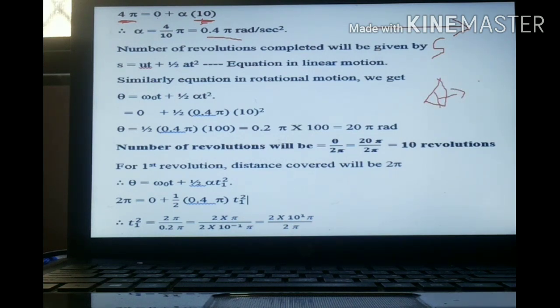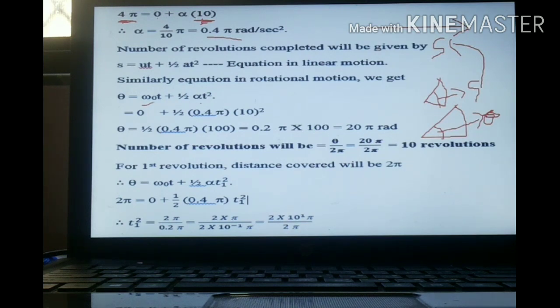What do we use to represent it? Theta. Whenever the object is moving in a circular manner, the displacement is denoted by theta, not S. S we represent for linear motion. Okay, so omega 0 is again 0.